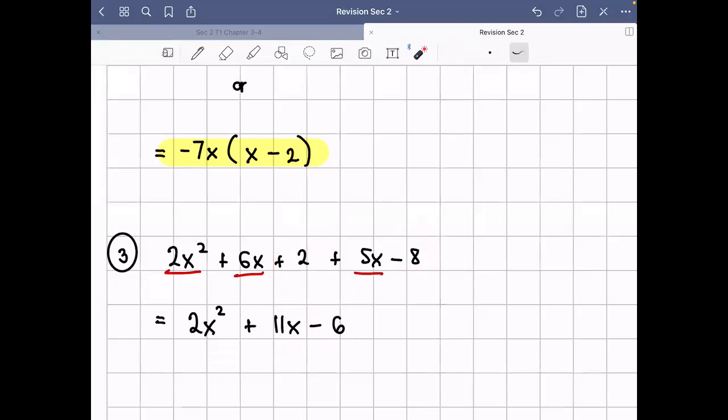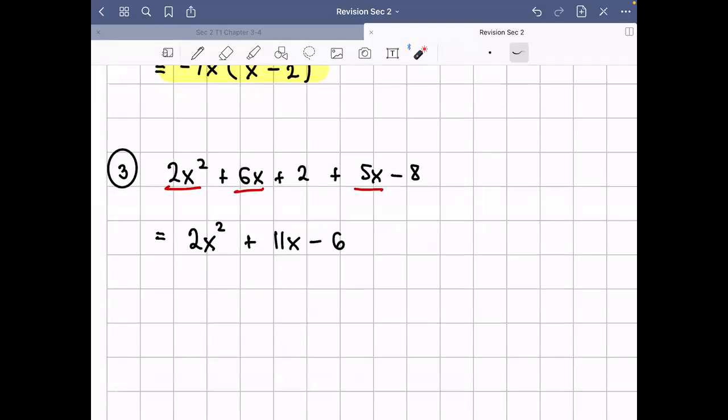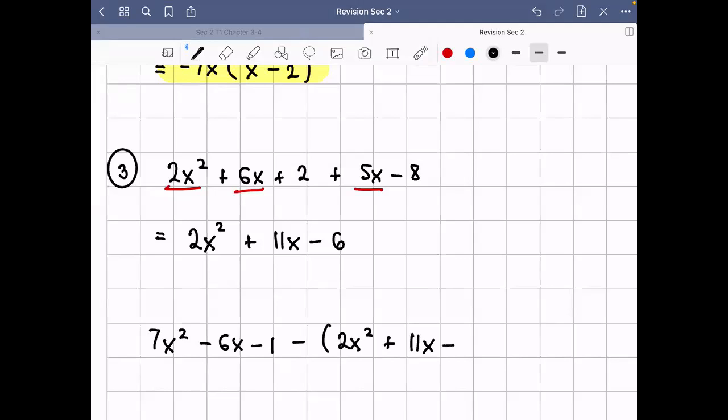Now, the question is, this is subtracted from 7x squared minus 6x minus 1. So I'm going to write something again. So this is subtracted from. From means it's behind. So I'm going to write 7x squared minus 6x minus 1, and then subtracted from, that means minus 2x squared plus 11x minus 6.